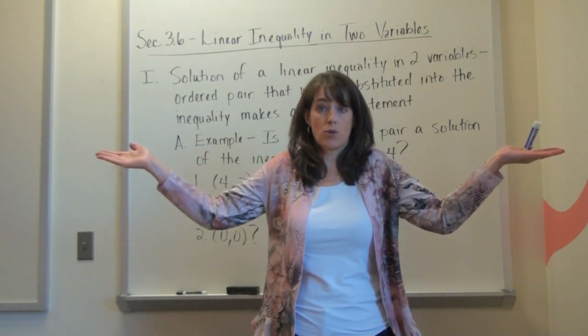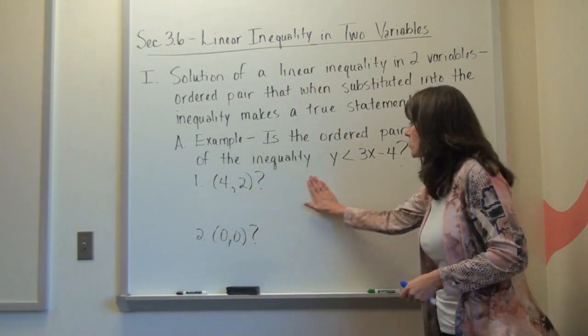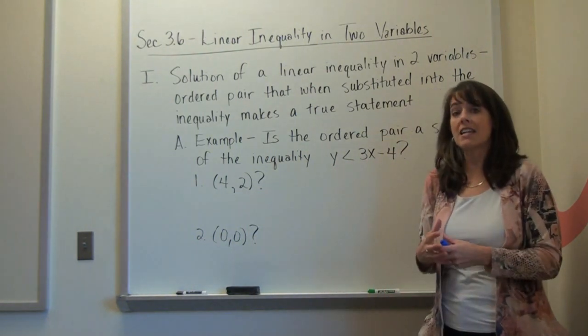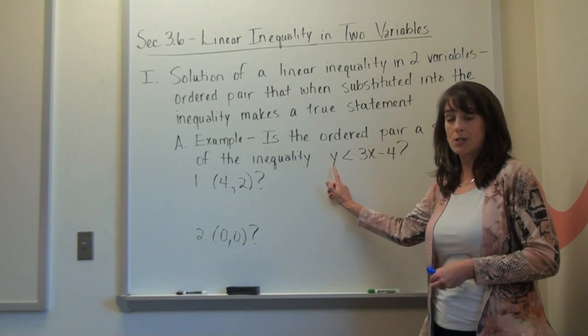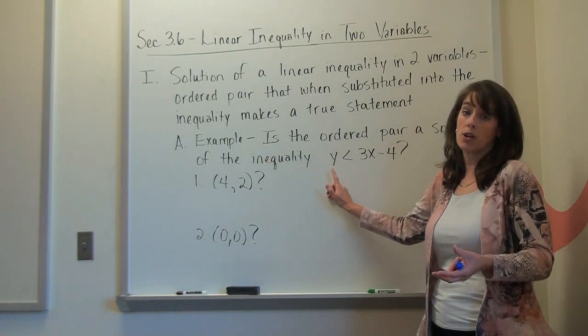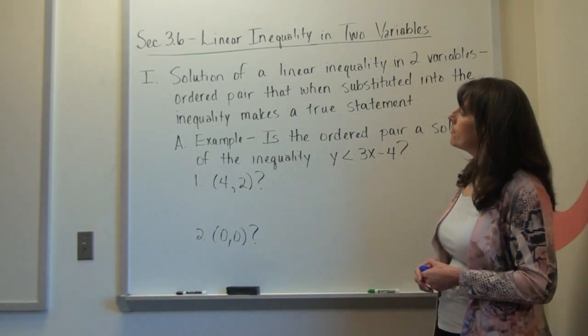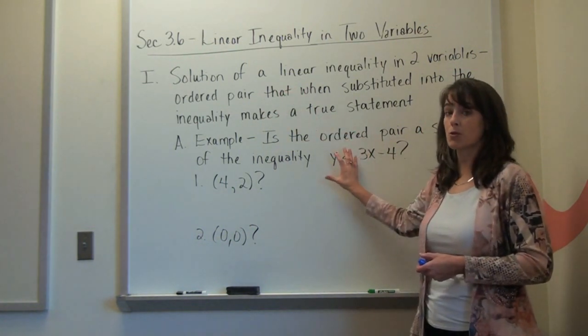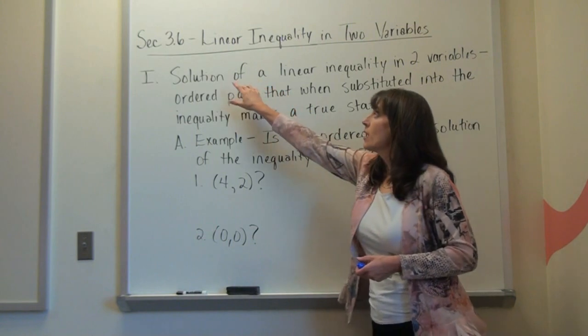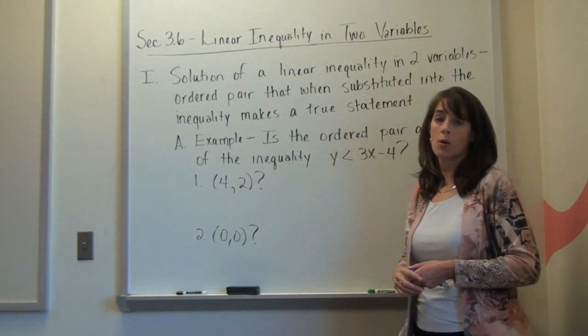So you have truth. But with an inequality, you're still looking at the idea of needing truth. You're saying, what will make this a true statement? So we're capitalizing on things that we already know. If your ordered pair can be plugged in here, and you still come up with a true statement, then yes, that ordered pair will be a solution to that inequality.